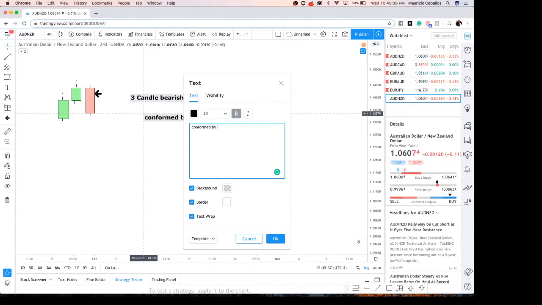It's conformed by 2 bullish candles and 1 bearish candle.